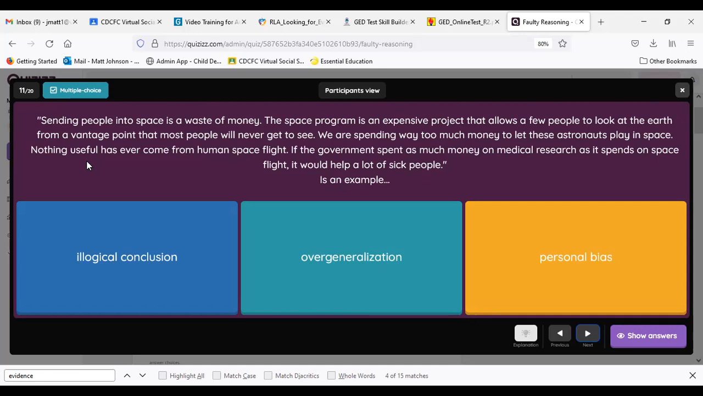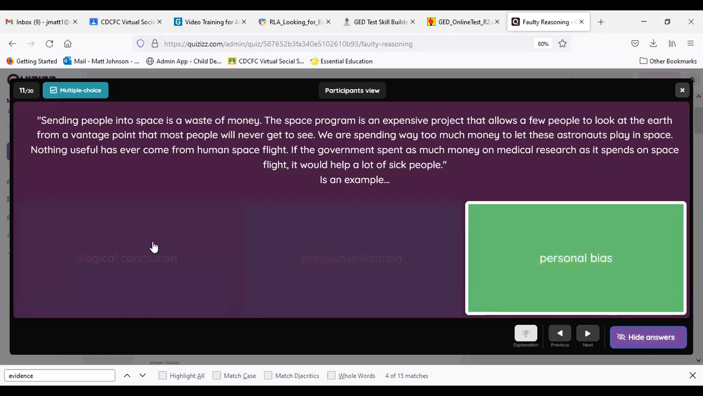The last one? Personal bias. It should be personal bias. So this in and of itself wouldn't be a bad start to an argument, but it lacks any evidence, right? It's simply stating an opinion here that it's a waste of money. Space program is expensive. We're spending way too much. Astronauts play in space. Nothing useful has ever come from it. All of that is just asserting opinion.